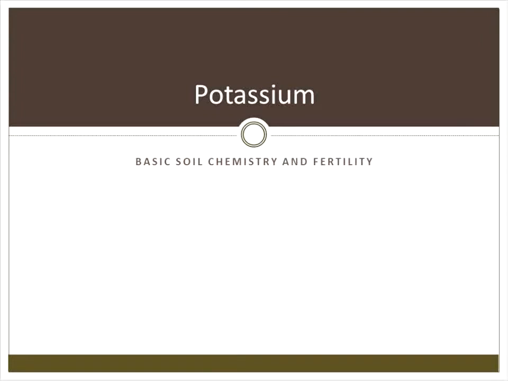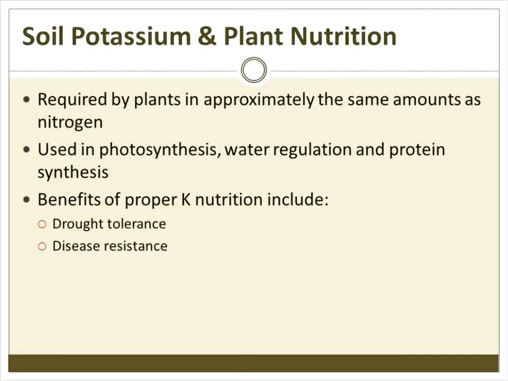So let's shift and think about potassium for a minute. The third of the primary macronutrients. Again, potassium is required at about the same amounts as nitrogen, which means it's about 10-fold the amount needed for phosphorus. From an environmental perspective, we really don't know of any potassium problems associated with the environment. What is it used for in the plant? Well, it's a key component of photosynthesis, water regulation and protein synthesis. And so it works into drought tolerance, disease resistance, things like that.